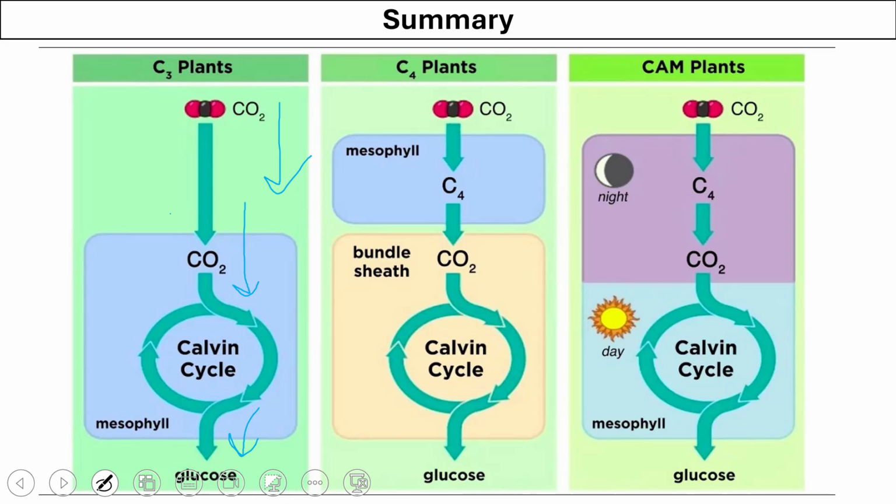But C4 plants want to reduce the loss of water, that is why they keep carbon dioxide in the mesophyll cells, and then after closing their stomata, they take carbon dioxide molecules to the bundle sheath cells, and there you have the production of glucose. CAM plants want to keep their stomata closed during the day, that is why during the night they take up carbon dioxide and fix it in the form of malic acid, which is then used in the Calvin cycle, and the remaining part of the light reaction occurs during the day in CAM plants.